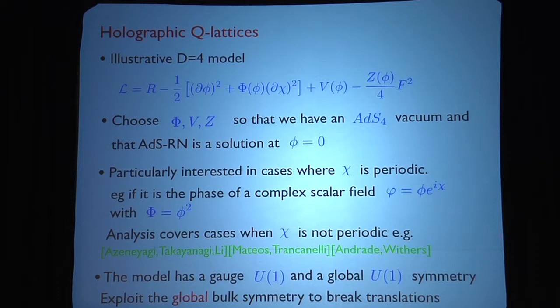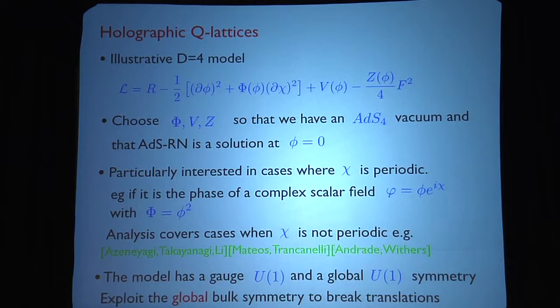So what's a holographic Q lattice? Well, it's a very, very simple construction. I'm going to illustrate with one example in four dimensions. Here we have an Einstein-Hilbert term, a real scalar phi, another real scalar chi, and our gauge field F. The model depends on this arbitrary function capital Phi of phi, the potential V of phi, and Z of phi, which is a coupling to the gauge field. I'll only assume that Phi, V, and Z are chosen so that we have an AdS4 vacuum and also an AdS2 cross R2 Reissner-Nordström solution, and I'll assume that they exist at phi equals zero.